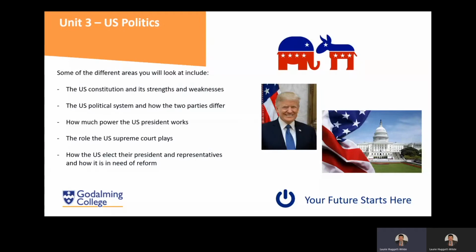Alternatively, for your Unit 3, you could choose to study American politics, in which you look at the US Constitution, its strengths and its weaknesses. You look at the US political system and how the two parties differ. Look at how much power the US president wields, the role of the Supreme Court in America, and also look at how the US president is elected and the representatives elected, and whether or not that's in need of reform.